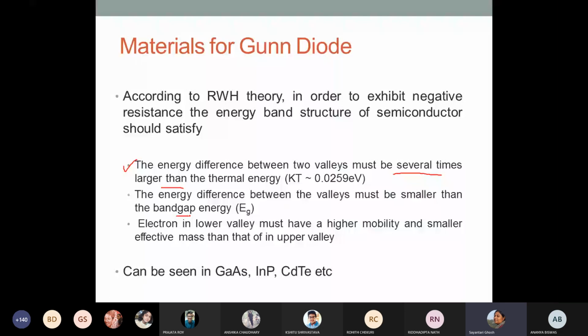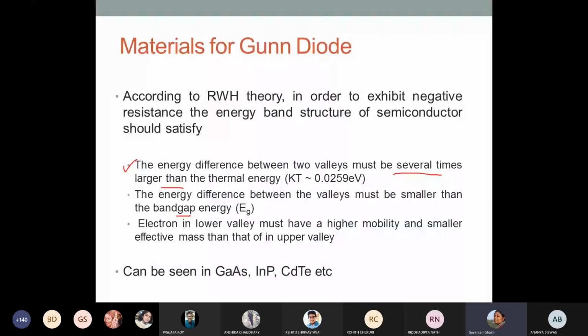Here also you have seen that the energy difference between the two valleys was of the order of 0.03 electron volts, and the band gap, as you know, is of the order of 1 to 1.3 electron volts for these semiconductors, right? So the energy difference between the valleys must be smaller than the band gap energy. And the most important one is the last one.